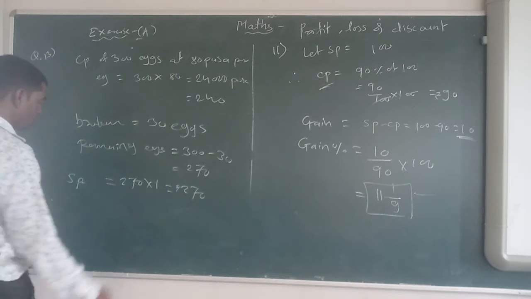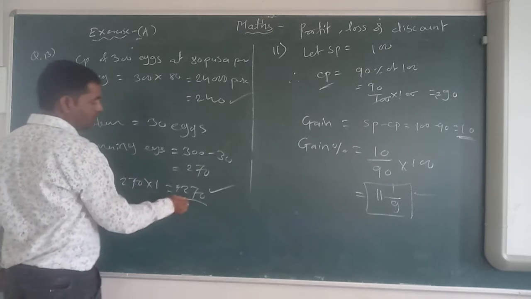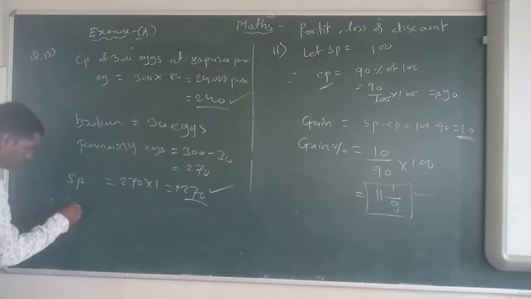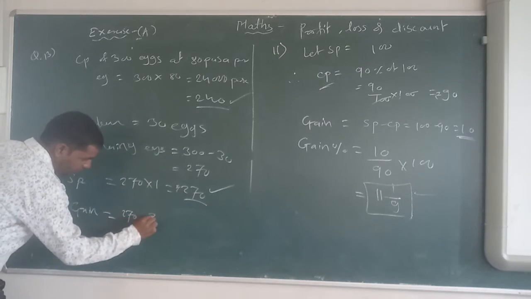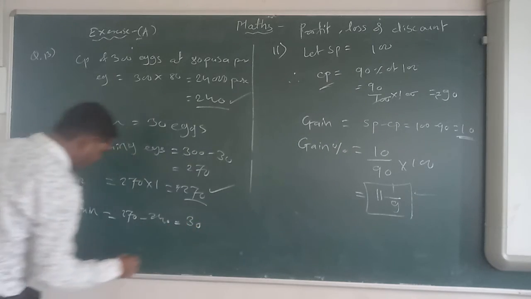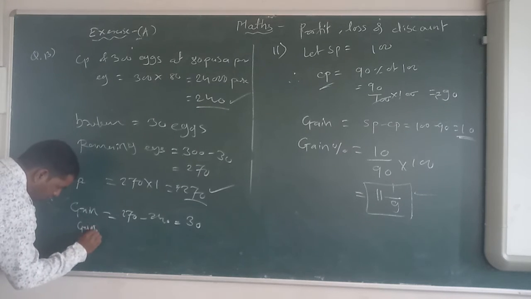So SP is more than this CP. We can clearly say 270 is more than 240. Therefore, there is a gain. Gain is equal to 270 minus 240, which is 30 rupees. So now we have to find the gain percent.